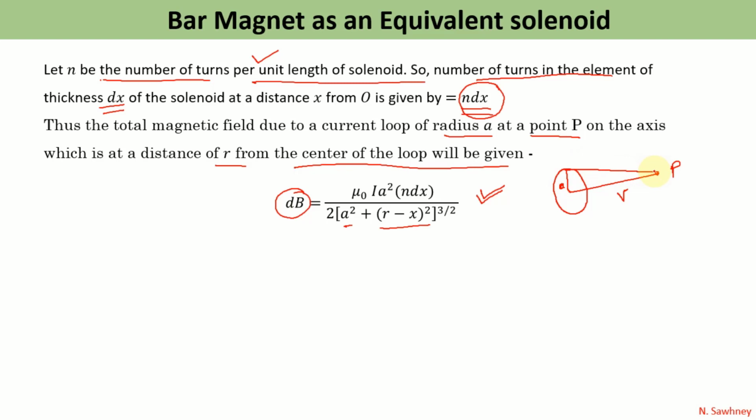If you remember, we have calculated the magnetic field at point P in a similar way. Here the distance of point P from the loop of thickness dx is r minus x. So in the denominator we have simply replaced r square, which we obtained in this expression, by r minus x whole square, because the current loop of thickness dx which we have considered here is at a distance r minus x from the point P.